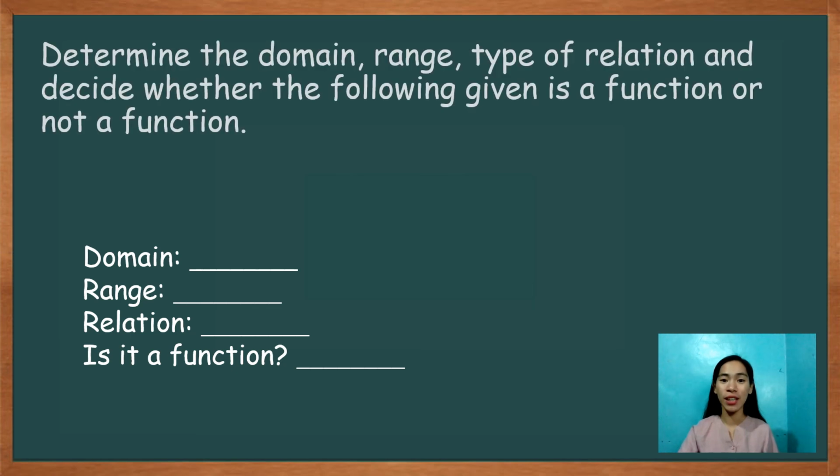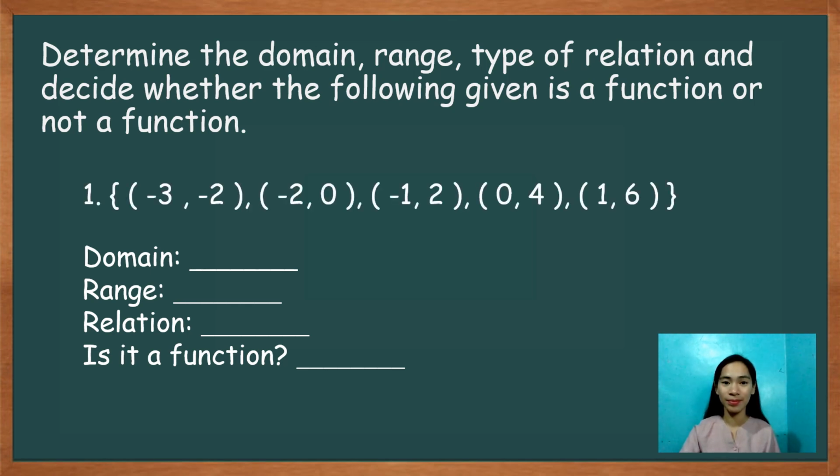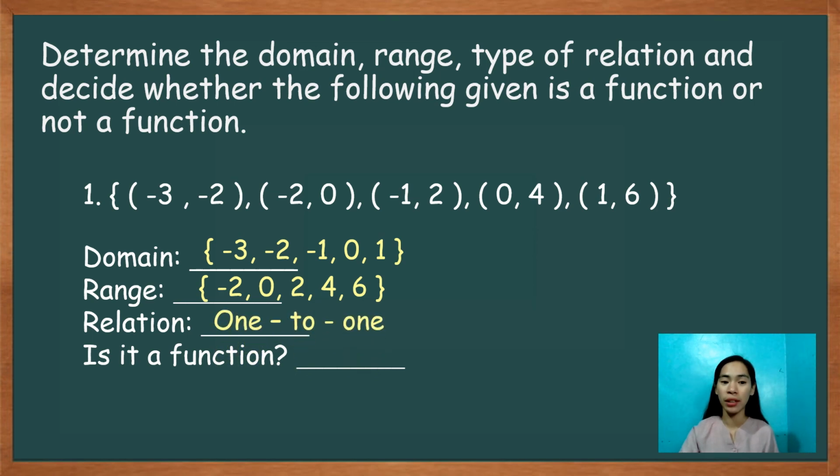So let's do this activity. You're going to determine the domain, range, type of relation, and decide whether the following given is a function or not a function. You can also pause this video if you need time to think of your answers. Number 1. The domain is -3, -2, -1, 0, and 1. Next, the range: -2, 0, 2, 4, 6. And the relation is 1-to-1. Is it a function? Yes.